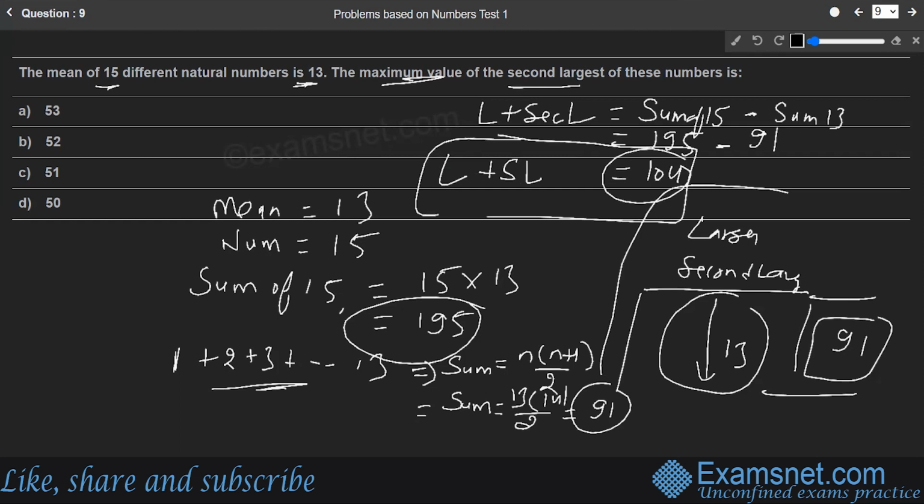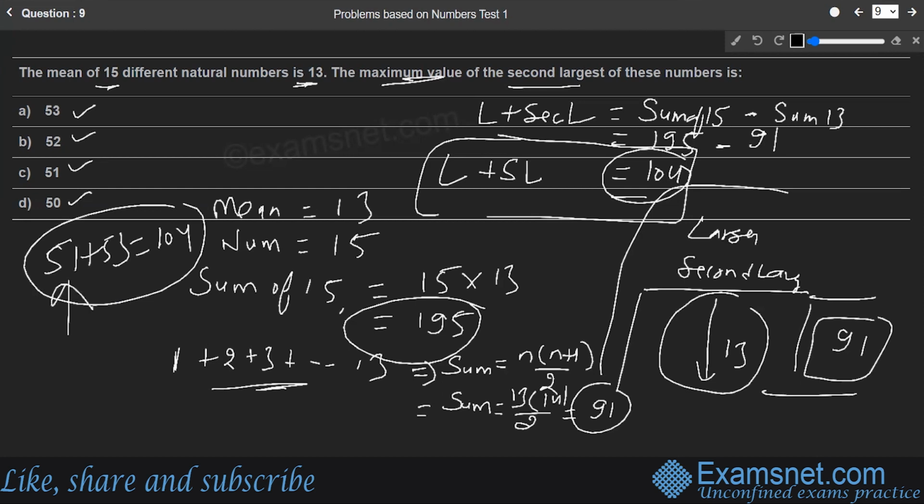Now we are supposed to find the maximum value of the second largest number. With the sum being 104, what combination among the options given, 53, 52, 51, and 50, makes the sum always 104? The only combination that can be made is 51 plus 53, which is equal to 104. So this is the only combination possible, and that clearly states that the maximum value of the second largest number can be 51. That is the right answer. Option C is the right answer.